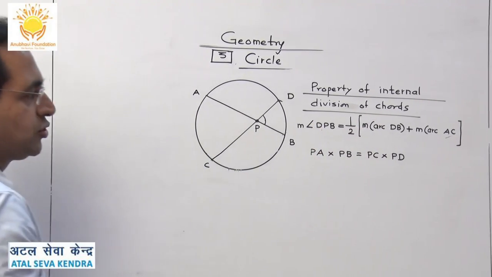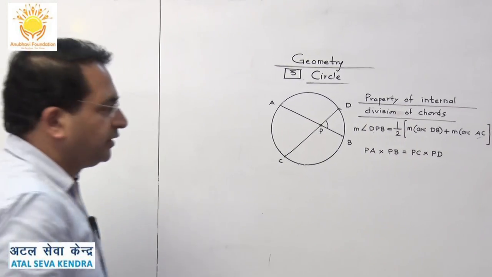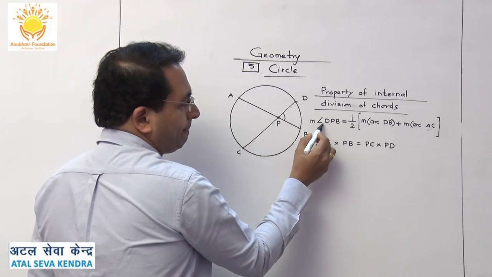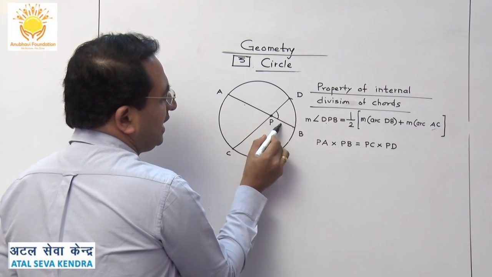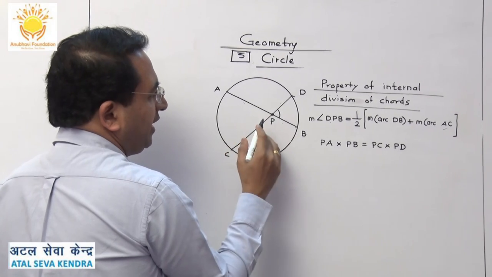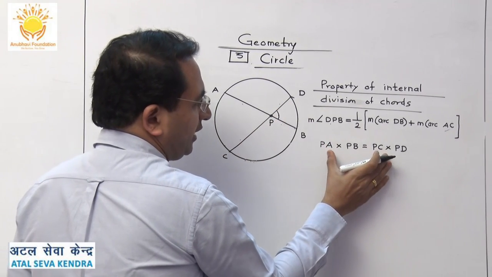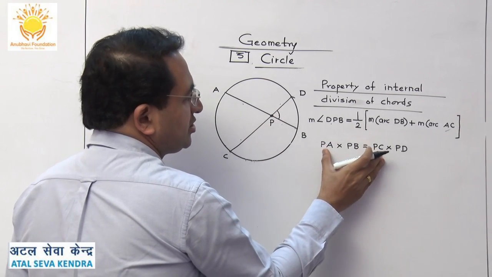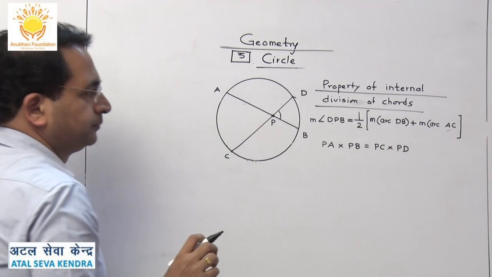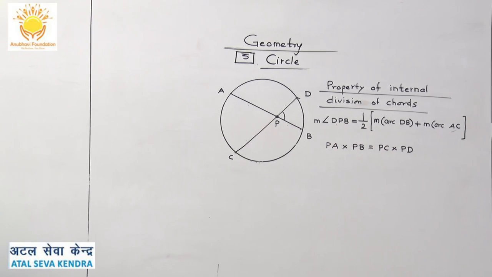If suppose they ask you about the angle, then we have to use this formula. Suppose they give you 3 lengths out of these 4, then finding out the fourth will be calculated by this one. This is related with the length. Is that clear to you?